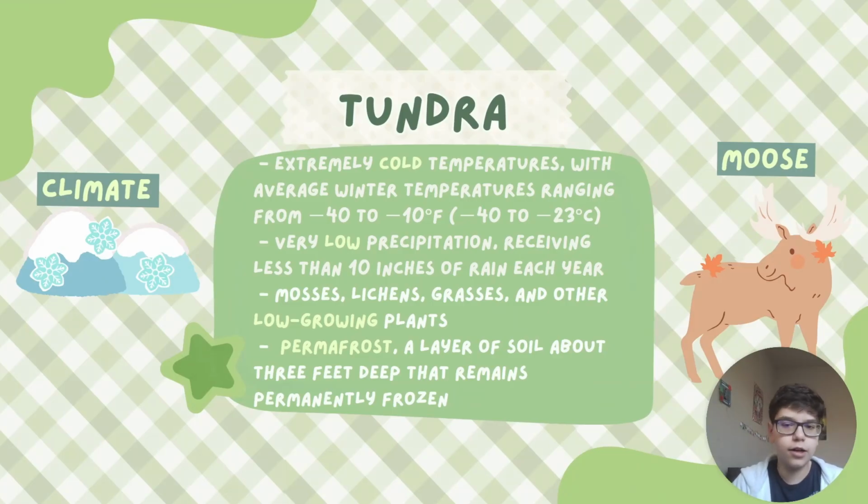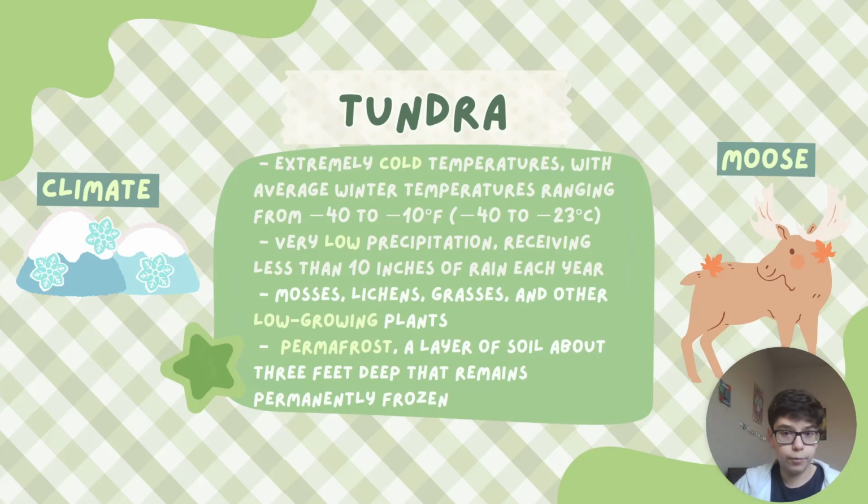Okay, so we're going to start from the top and go towards the bottom. Let's start with, what is the tundra? The tundra is going to be the very top of our graph, right beneath the polar ice. Our tundra is marked by extremely cold temperatures and very low precipitation. You're getting less than 10 inches of rain each year. Because of this lack of resources, we're going to be seeing a lot of low-growing plants like mosses, lichens, and grasses. A lot of the bigger plants won't be able to survive.